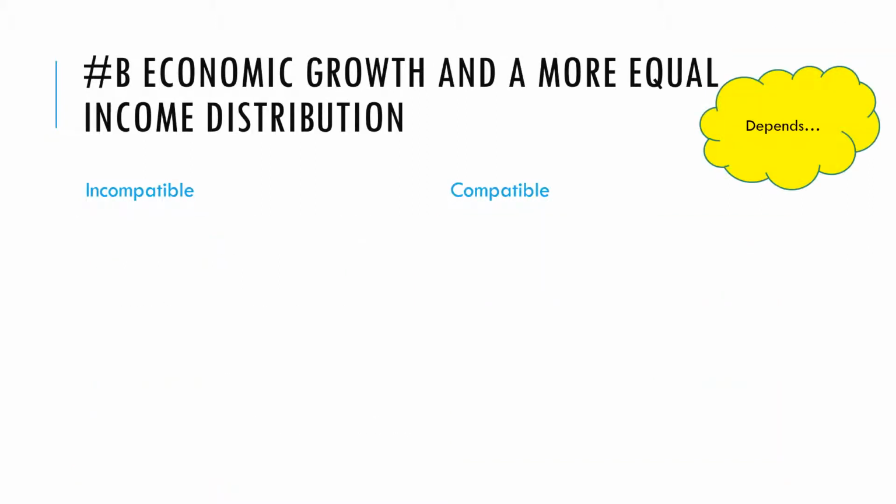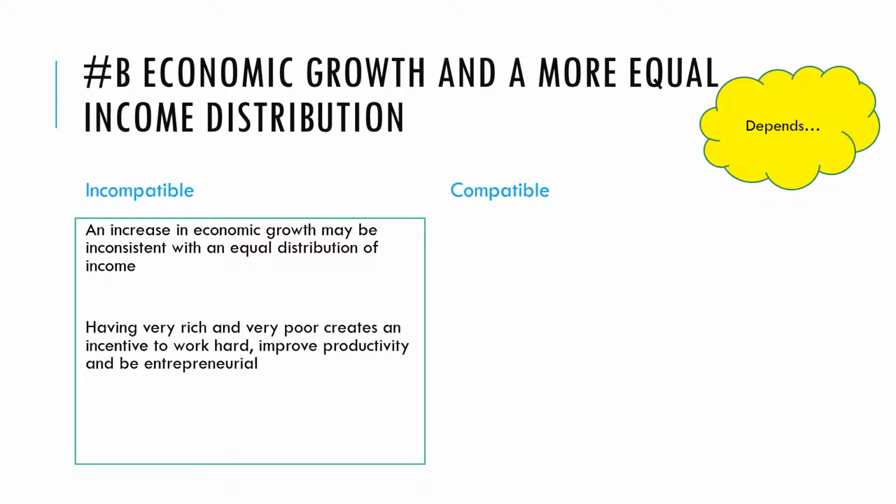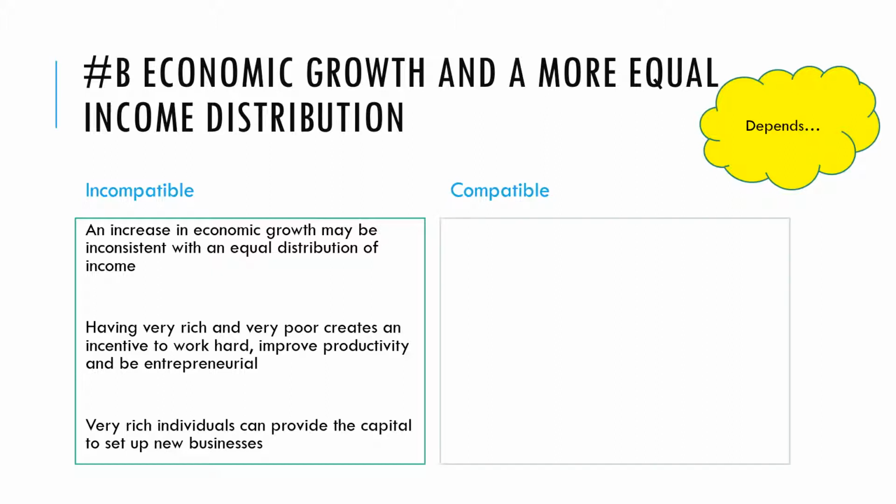And one other additional one to be aware of is economic growth and a more equal income distribution. And this one really depends. It could be incompatible, as an increase in economic growth may be inconsistent with an equal distribution of income, because having very rich people and very poor people creates an incentive to work hard, improving productivity and encouraging people to be more entrepreneurial. Also, very rich individuals can provide the capital to set up new businesses. So economic growth might lead to a less equal income distribution.